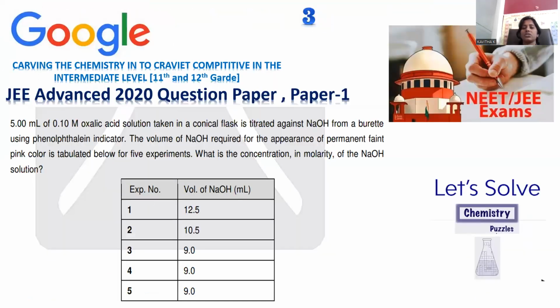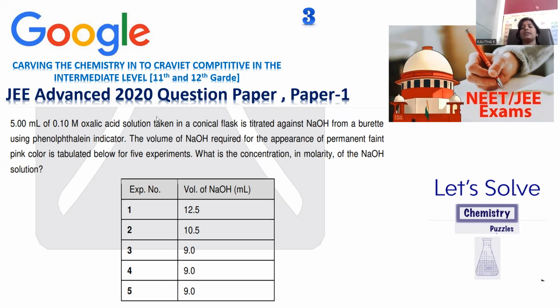Move on to question number 3. Question number 3 is collected from the JEE Advanced 2020 question paper, and it is paper 1. 5 ml of 0.1 molar oxalic acid solution is taken in a conical flask and titrated against sodium hydroxide from a burette using phenolphthalein indicator. The volume of NaOH required for the appearance of a permanent faint pink color is tabulated below for 5 experiments. What is the concentration in molarity of the NaOH solution?